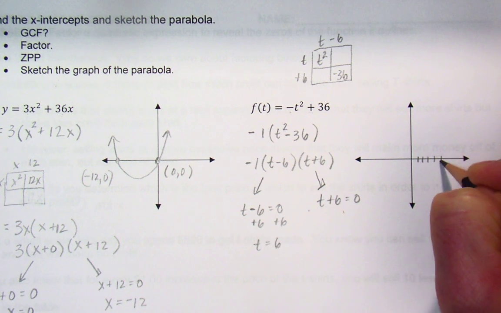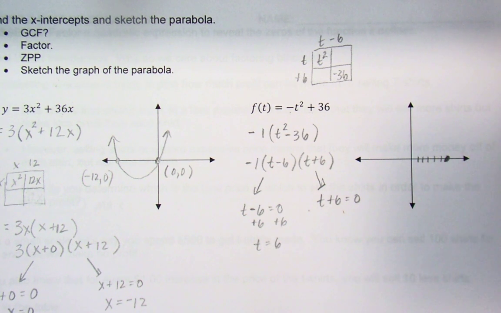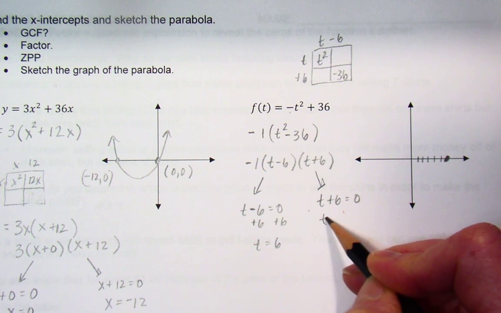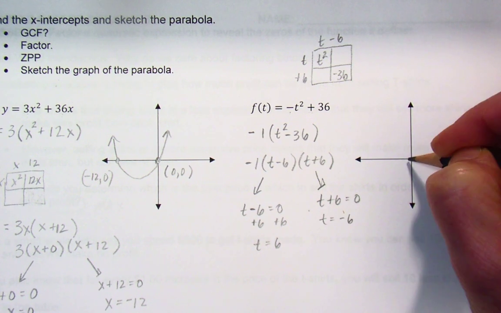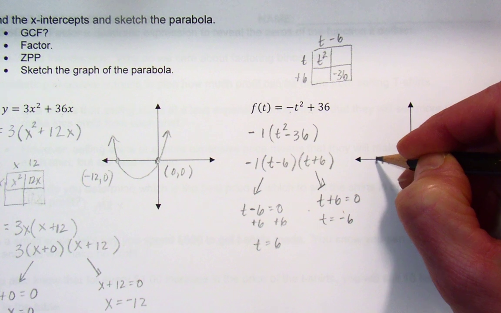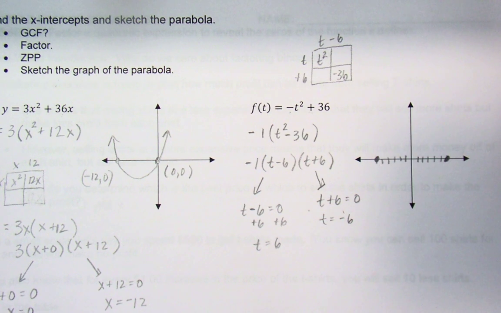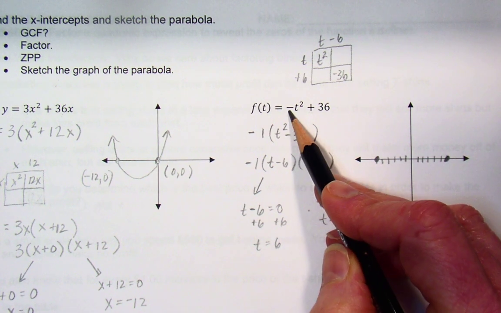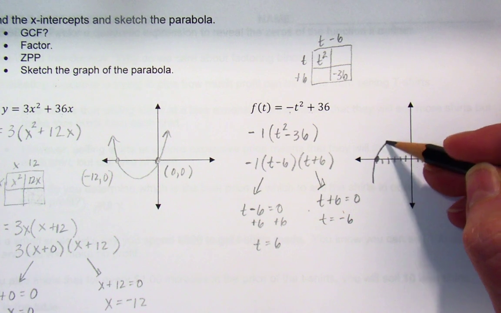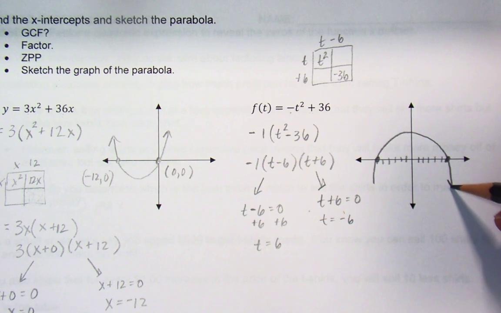1, 2, 3, 4, 5, 6. That's one of my intercepts. Here, t is equal to negative 6. 1, 2, 3, 4, 5, 6. Does this parabola open up or down? Since this is negative, this parabola is going to open down.